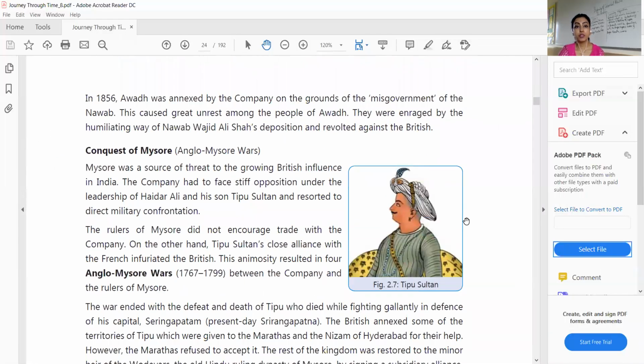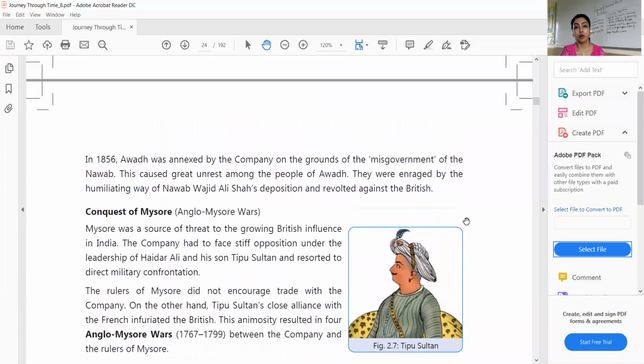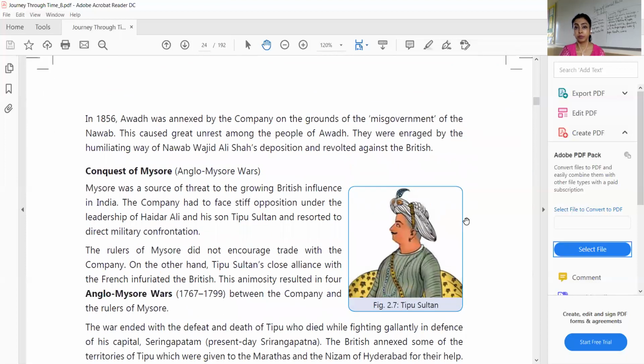Now let's look into the conquest of Mysore. After conquering almost all the places, the British moved towards Mysore. Mysore was a source of threat to the growing British influence in India. The company had to face stiff opposition. The people of Mysore were always resisting the British attack and the British rule. So the British thought that Mysore was a very strong threat for them, because they were facing constant resistance from the people of Mysore.